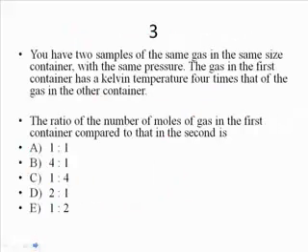All right, number 3. We have 2 samples of the same gas in the same size container with the same pressure. The one in the first container has a Kelvin temperature 4 times that of the gas in the other container. The ratio of the number of moles of gas in the first container compared to that in the second is.